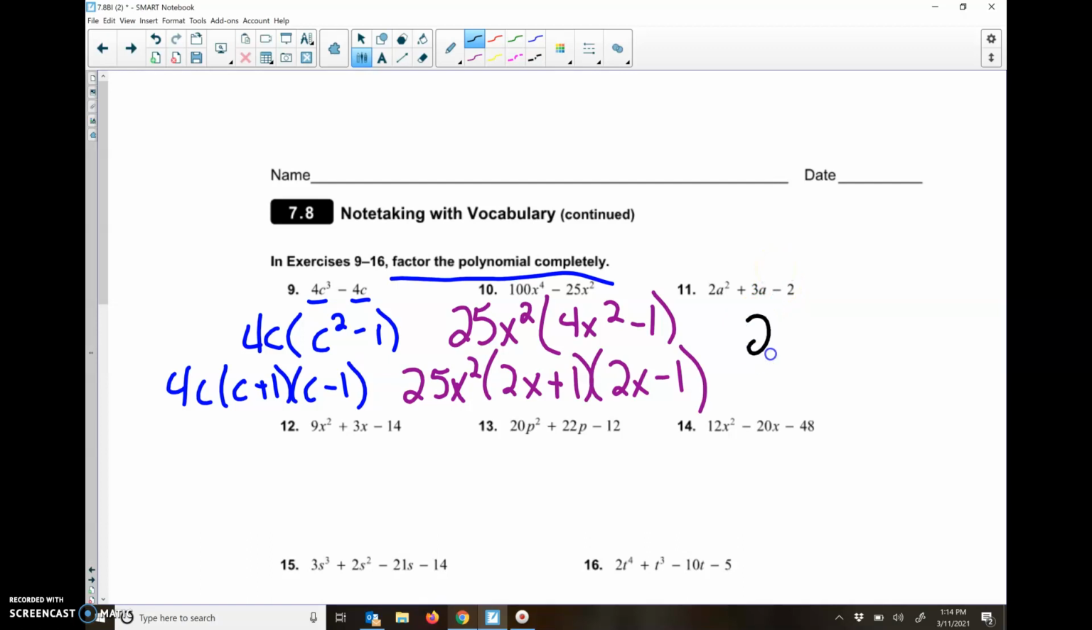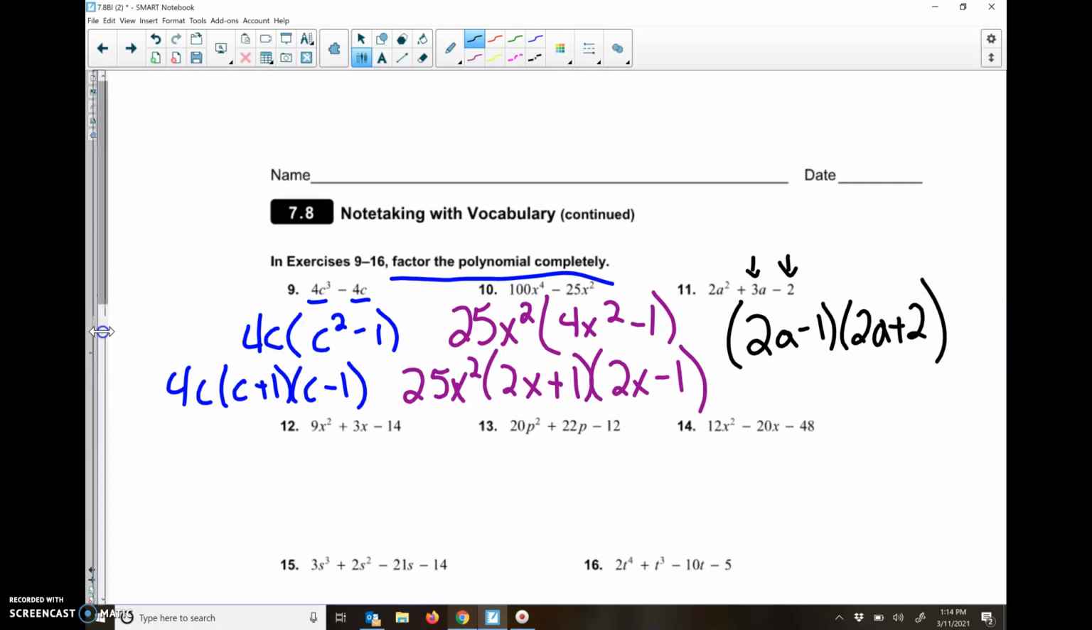So this is just a normal problem like we did a couple weeks ago. So I have 2a, so two numbers that multiply to negative 2 and add to 3. So I have 2a minus 1 and 2a plus 2. So that one might require some guessing and checking.